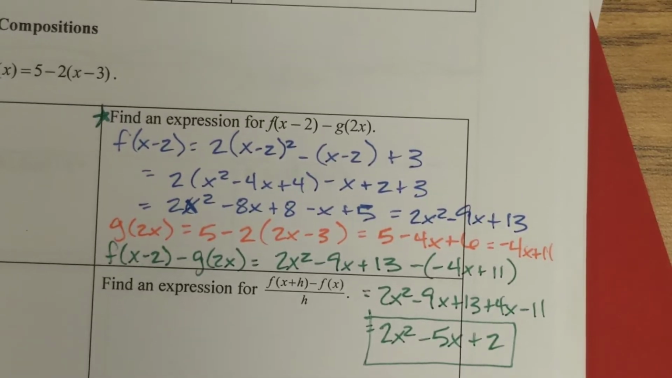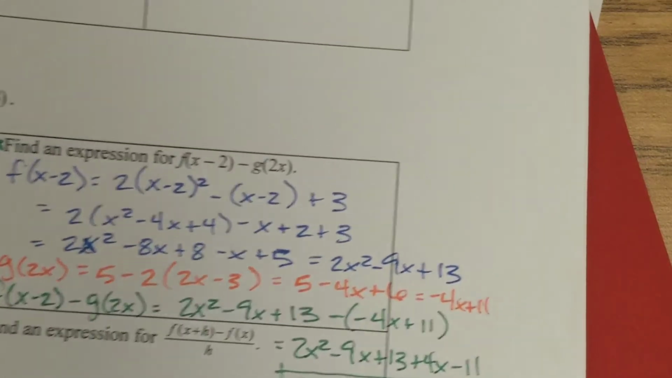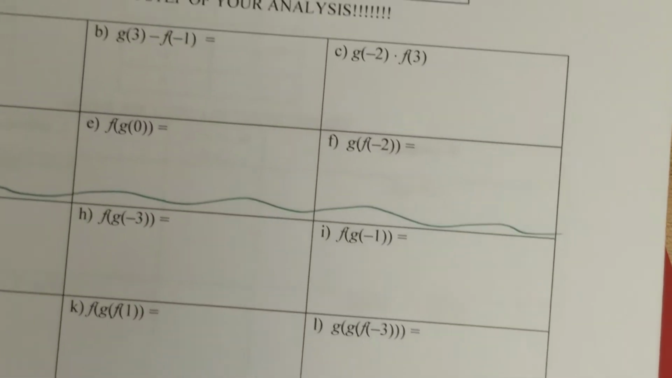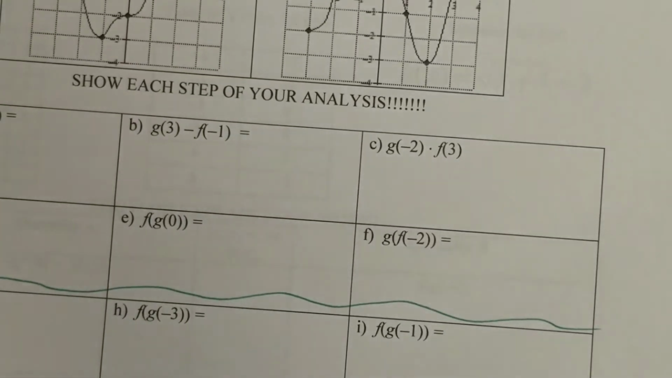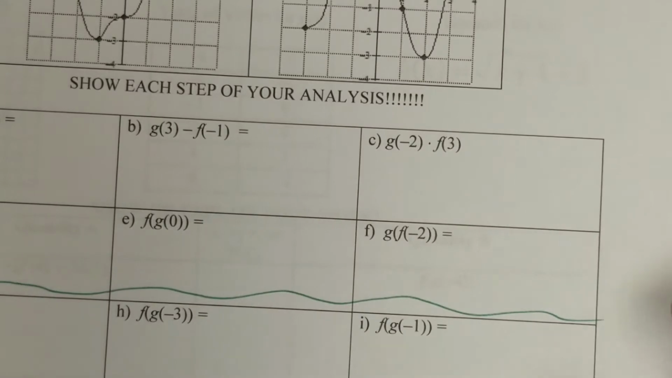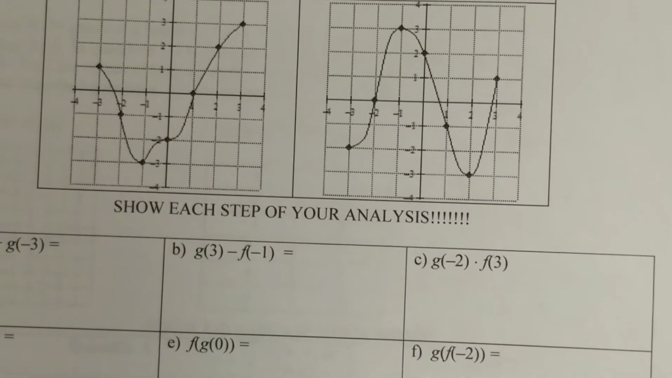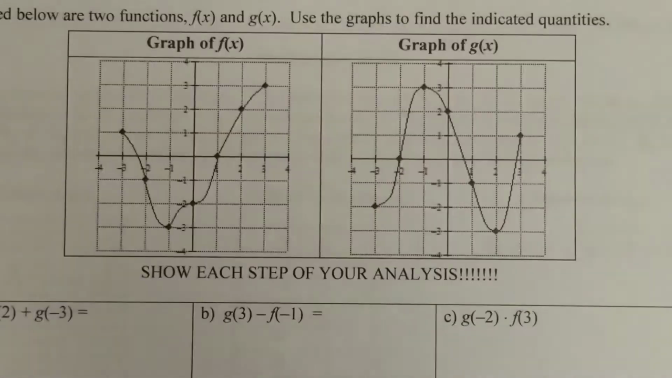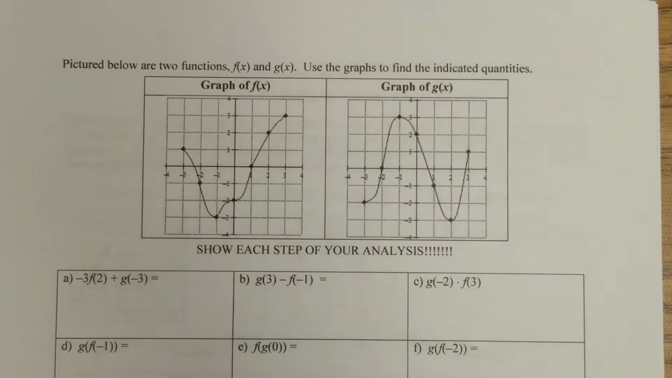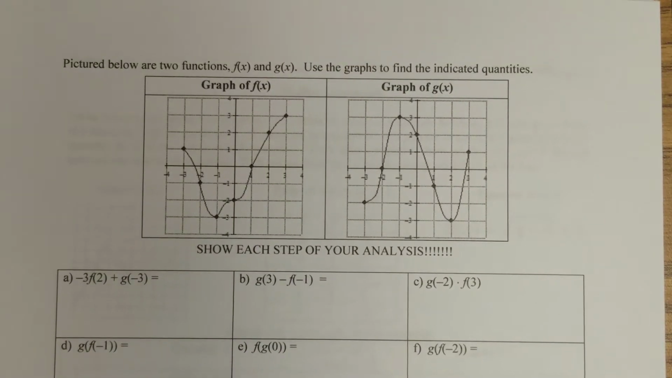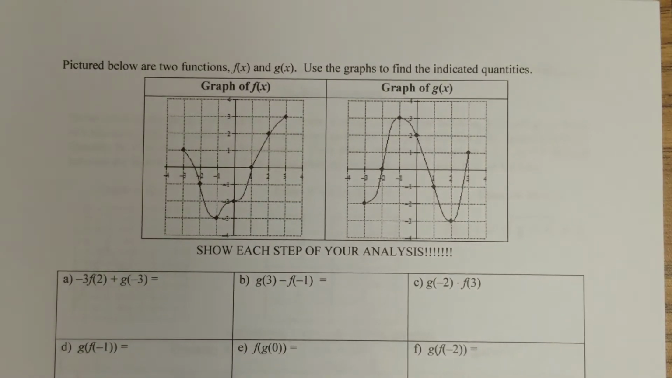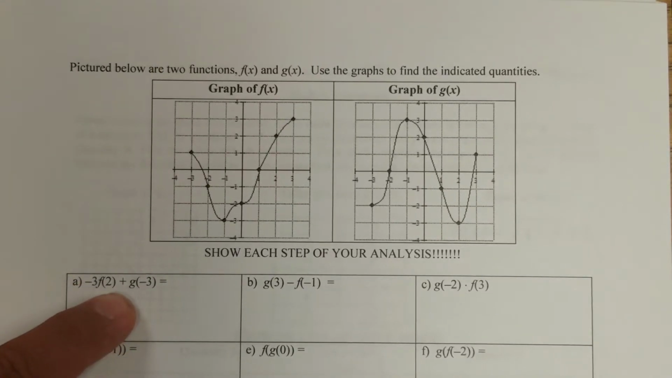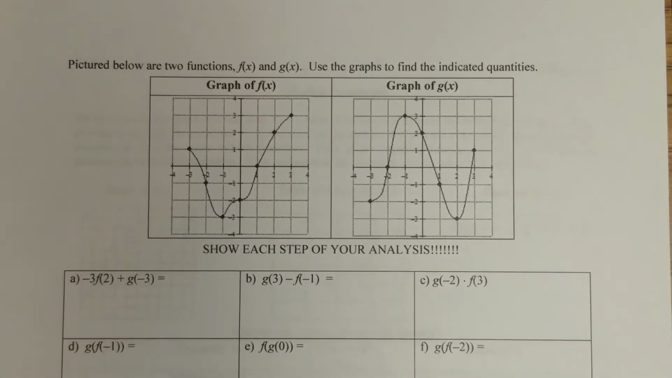Now, the very last thing that I want to get into is just some graphical representations. We don't have to do all of these, but if you want more practice on this, I can get it for you, or I can show you everything on this video, so you can work through any of this. But let's do a couple of these where you have negative 3 times f of 2 plus g of negative 3. So let's start there.